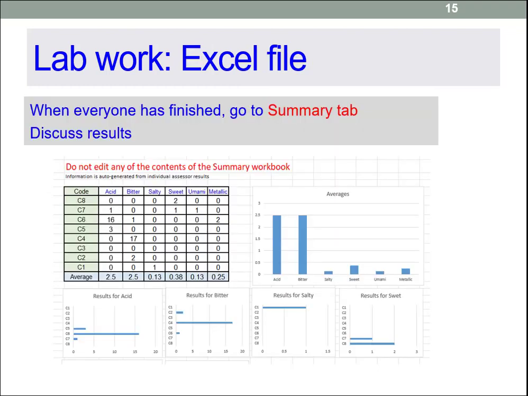Yeah, and when it's finished, we'll go to the summary tab. Staff in the lab will go to the summary tab and discuss the results. It reports the results for each taste across the group, and looking at the results, you may be able to draw some tentative conclusions. The results we're seeing here are just sort of random numbers I put in. We'll make sure the spreadsheet's empty before we start.